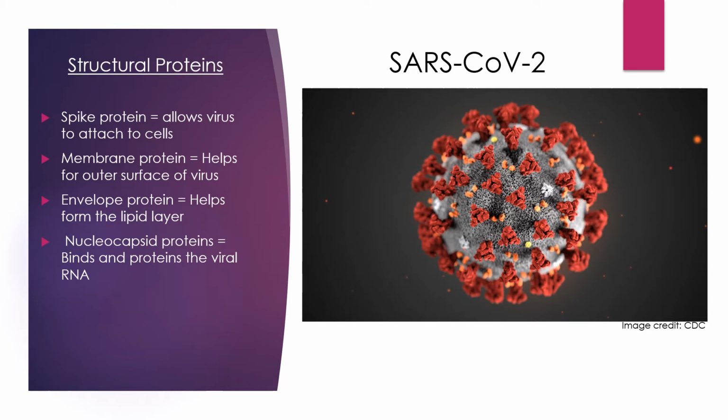SARS stands for Severe Acute Respiratory Syndrome, and MERS stands for Middle Eastern Respiratory Syndrome. All 3 of these viruses are enveloped, single-stranded RNA viruses. Their genomes encode up to 29 different proteins. 4 of those proteins are what we call structural proteins. So these are the ones that make up the virus structure.